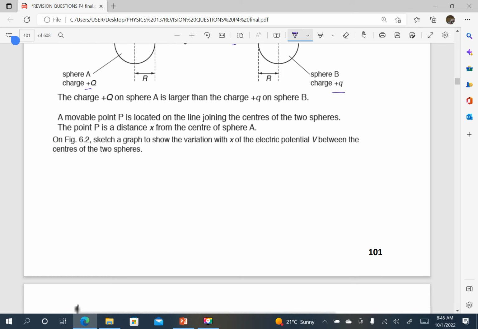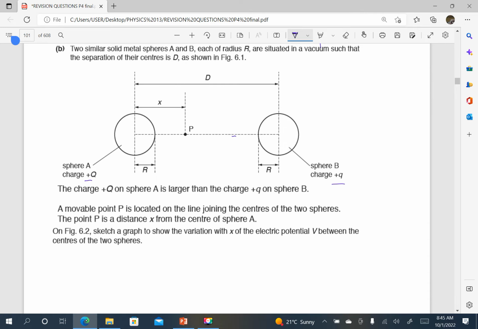So on the figure, sketch a graph to show the variation with x of the electrical potential V between the centers of the two spheres. Remember, inside the sphere, potential is constant and is the same as at the surface. Potential also depends on the magnitude of the charge because potential V is equal to Q times K over R. They have the same radii, but they don't have the same magnitude. Charge of sphere B is smaller, so potential of sphere B is going to be a smaller value on the surface compared to that of sphere A.